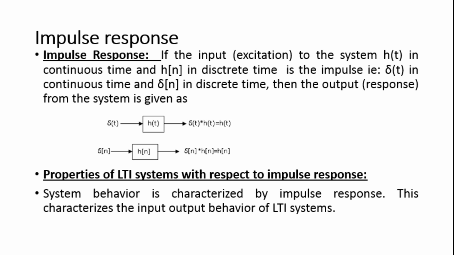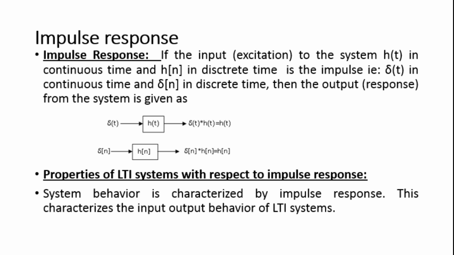If we take a discrete time system, delta of n is the input for h of n, and we get the answer as delta of n convolution with h of n, which is equal to h of n. That means for a continuous time signal we have to consider the input as delta of t, and for a discrete time signal we have to consider the input as delta of n.